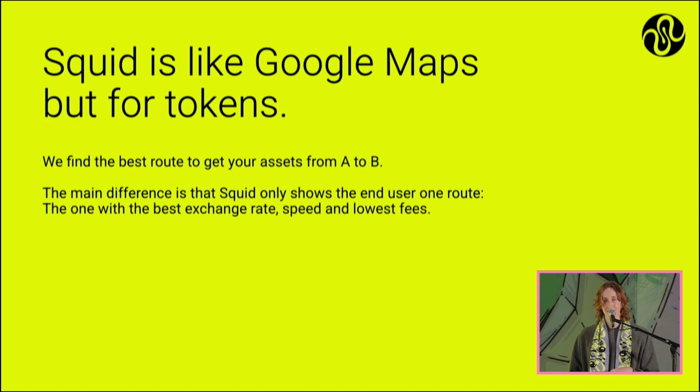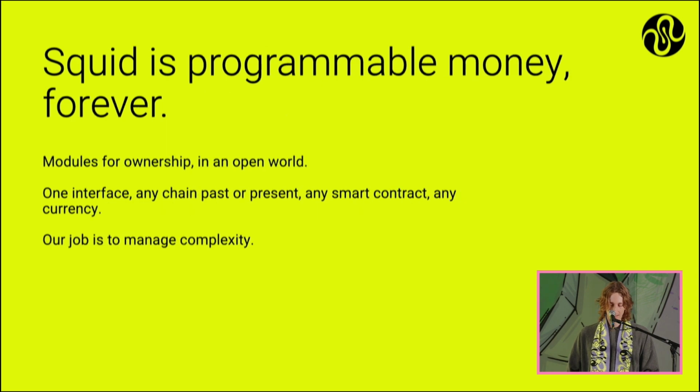We're like Google Maps because as all these chains and roll-ups start appearing and the pathways between them get more and more complex, you really need a separate service to find your way, find the best path. And we do DEX aggregation as well. So if you're swapping tokens, you might need to find the right DEX, Uniswap or Curve or whatever, to get the right trade. And Squid is programmable money forever.